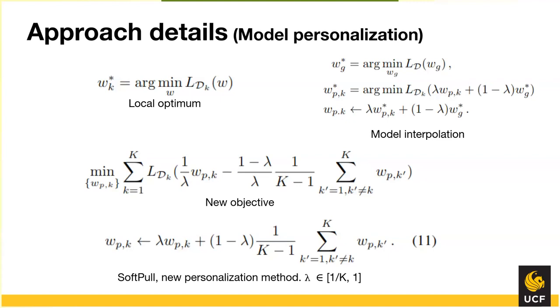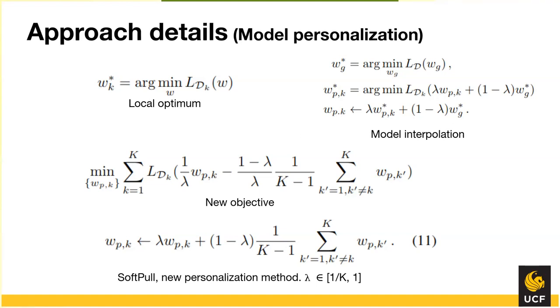Okay. On the left top here, you see WK star, and this is the choice of model weights that minimizes the loss on client K's local data. This local WK star might not generalize well due to lack of local training data. So one solution that others have explored is model interpolation, shown on the right side of the slide. What this does is it interpolates between the global and the local model based on this mixing coefficient lambda. A lambda close to 1 means using mostly the local model, and a lambda closer to 0 means mostly using the global model.